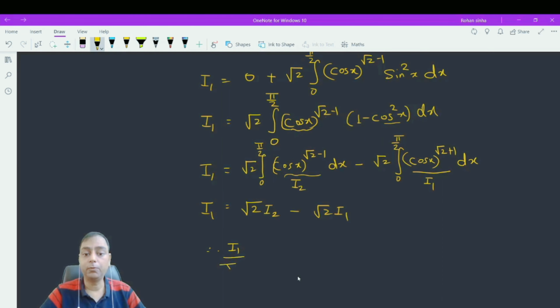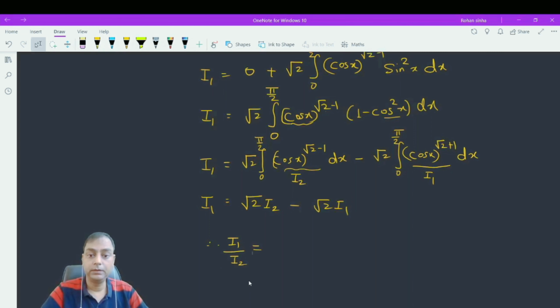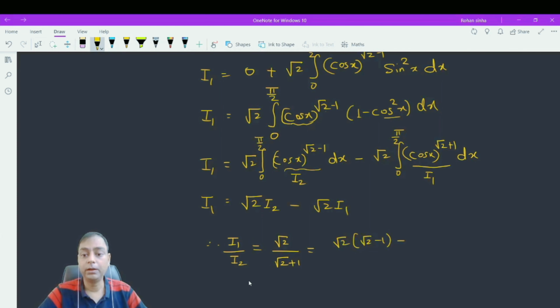I1 by I2 is equal to root 2 upon root 2 plus 1, and finally rationalizing, what we find? We find this as root 2 into root 2 minus 1. So this is equal to 2 minus root 2. Comparing this to n minus root n, what is n? n is equal to 2.